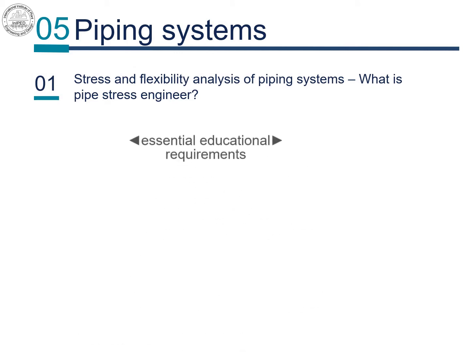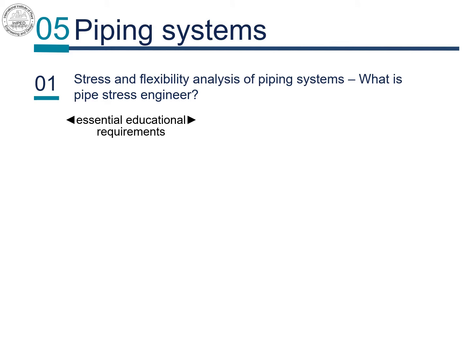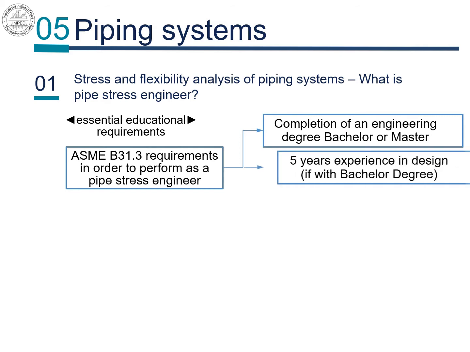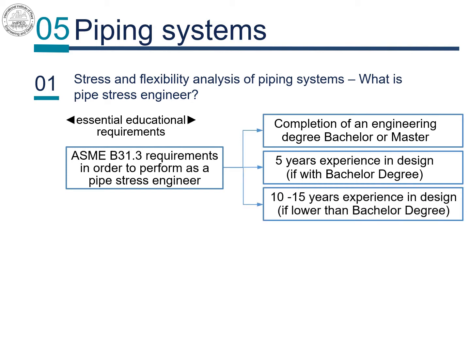In terms of essential educational requirements and experience, he or she must hold in practice a bachelor or master's degree in engineering. As per ASME B31.3 Piping Code Chapter 2, A, completion of an engineering degree, requiring 4 or more years of full-time study, plus a minimum of 5 years experience in the design of related pressure piping. According to ASME B31.3, a designer, pipe stress engineer, with a lower formal education than bachelor or master degree, needs 10 to 15 years of practice and supervision in order to be responsible for the design, pipe stress analysis.